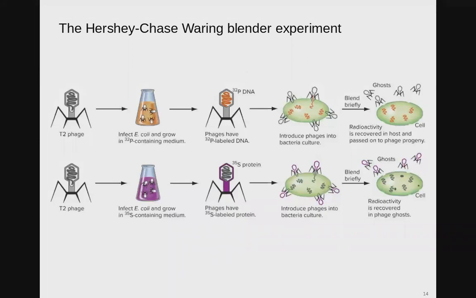Conversely, why do we want to use S35? Is there sulfur in DNA? Nope. It's a straight question. I don't ask straight questions. No, there's no sulfur in DNA. But is there sulfur in protein? Yes is the answer, but where is it in protein?